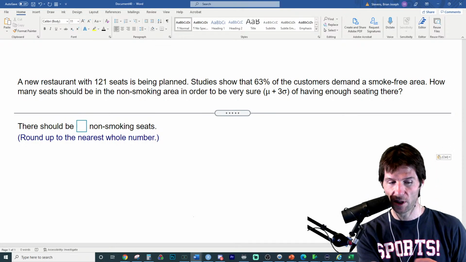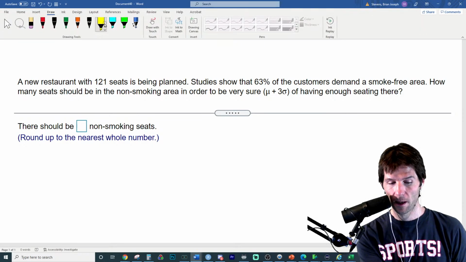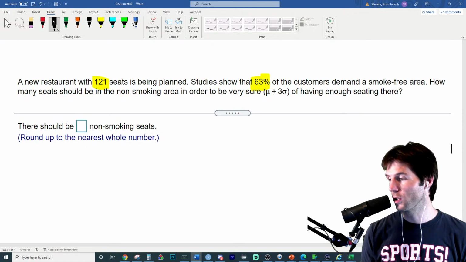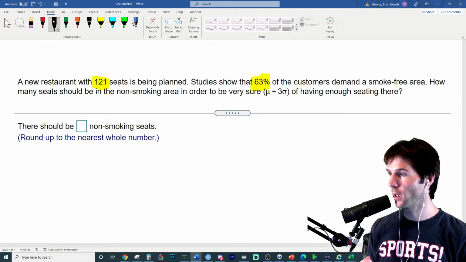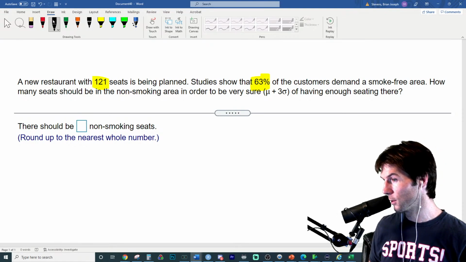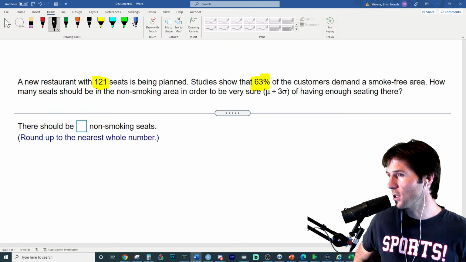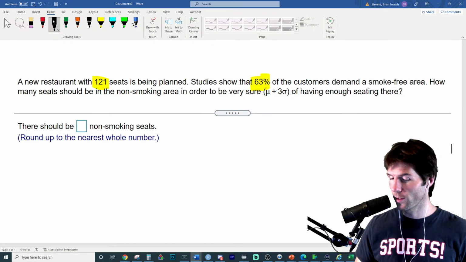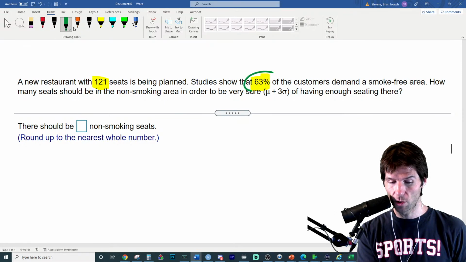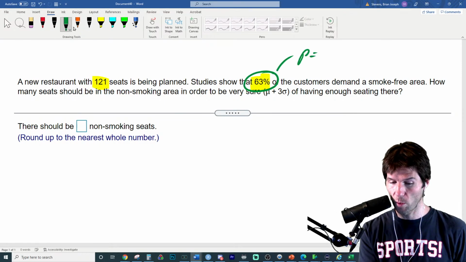Yes, you bet. Chapter 14 quiz, you bet. We'll do that here next. So who can help me out with any of this notation? You should look at this and be like, a new restaurant is planning 121 seats. Ooh, that sounds like a sample size. The studies show, so this is the truth. Great job right there. Kayla has identified the truth according to research, 63% of people demand non-smoking.